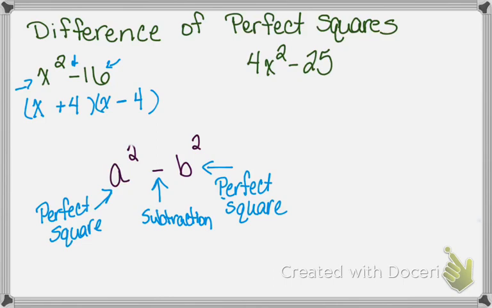Now, if you wrote down x minus 4 times x plus 4, is that okay? Yes, as long as one's plus and one's minus, you're in good shape. Okay? Let's do the next one.